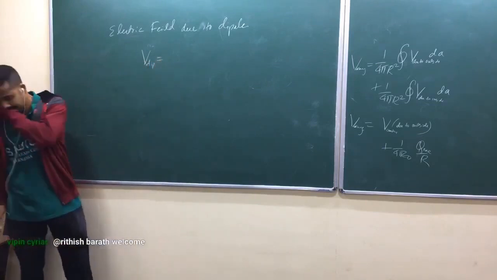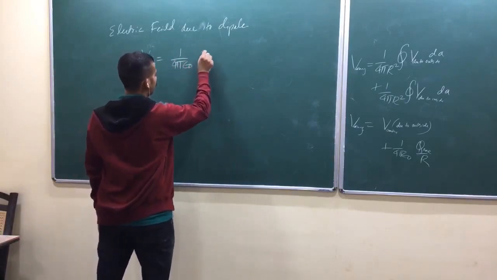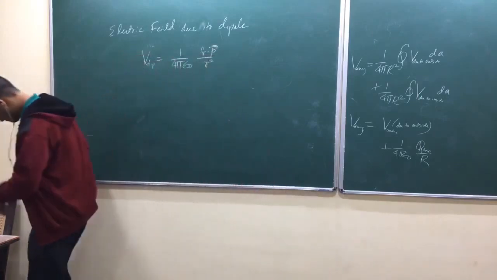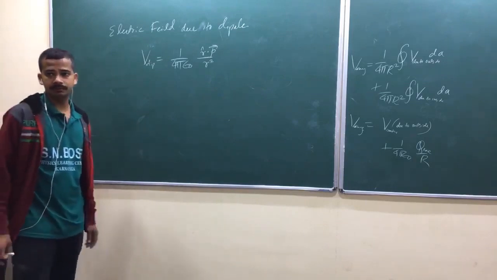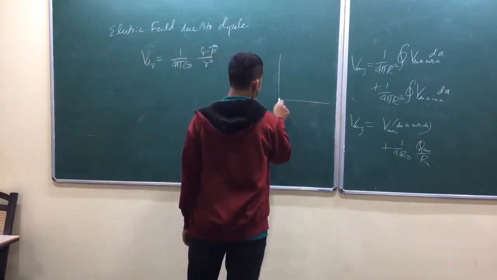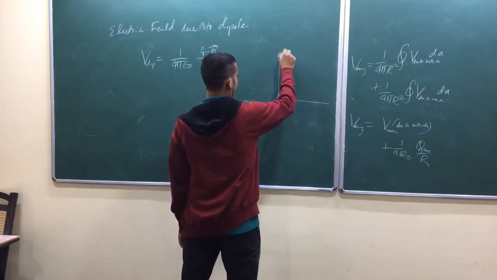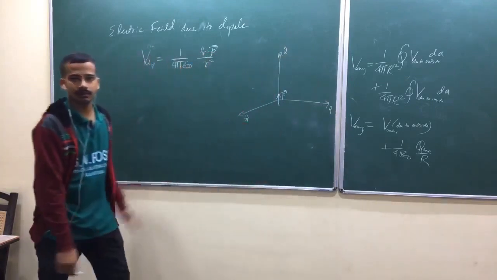Potential due to dipole: 1 by 4 pi epsilon naught, r cap dot p, or p vector dot r cap, divided by r square. Remember, this is true when the dipole moment points along the z cap direction. Only then is this formula true.